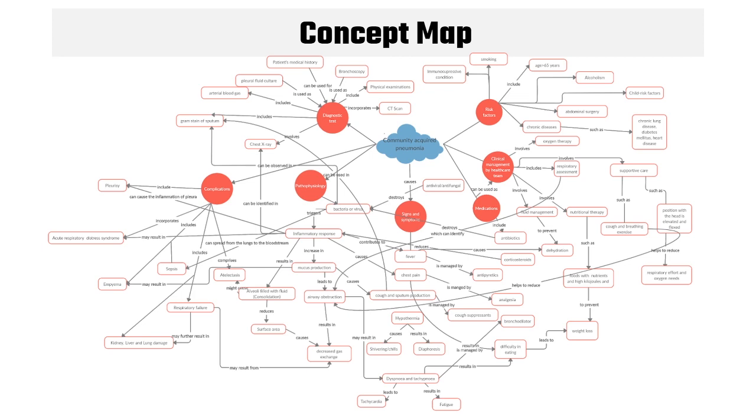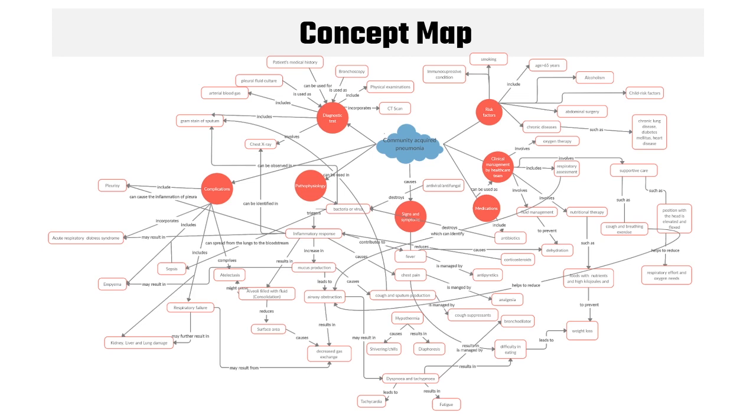In community-acquired pneumonia, as displayed within our concept map, respiratory distress, which is a complication of community-acquired pneumonia, is caused by the inflammatory response, which is related to the pathophysiology of pneumonia, which can then be managed by the use of corticosteroids in regards to medication management.